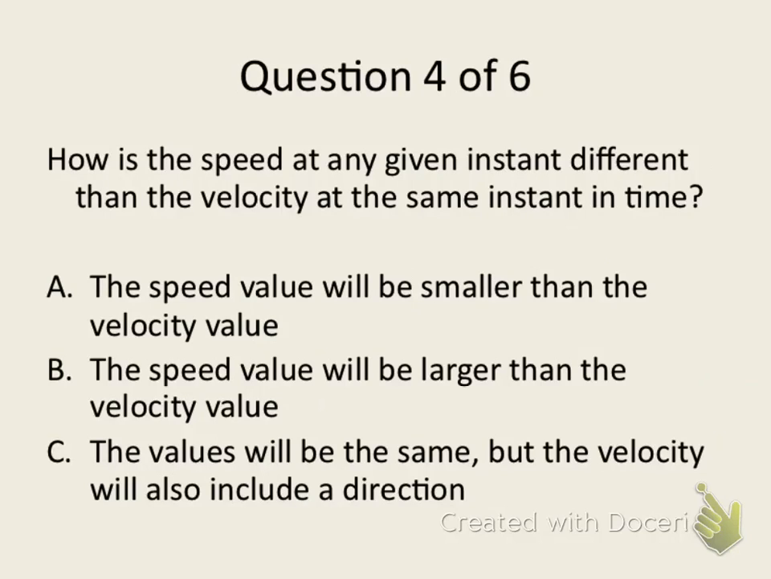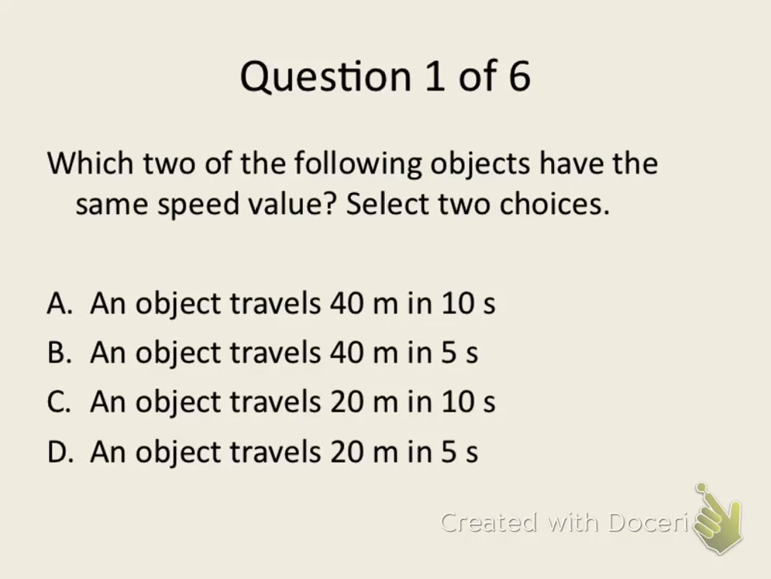How about this one? How is the speed at any given instant different from the velocity at the same instant in time? What do you think, Matthew? C. Same speed value. Which two? Hannah, what do you think? Hannah says A and D. You guys agree? Yeah, she's right. Because to get the speed, you do distance divided by time. 4 divided by 10 is 4. 20 divided by 5 is 4. That's the same value.